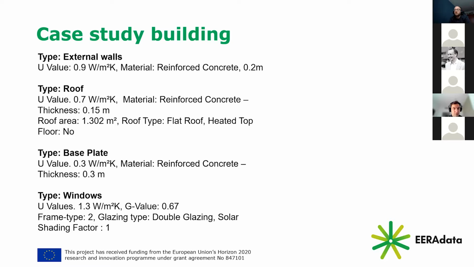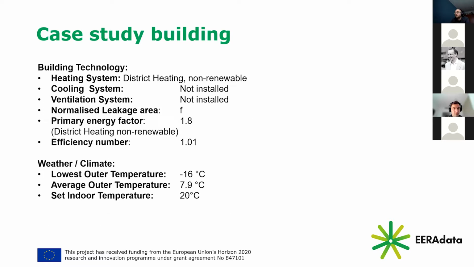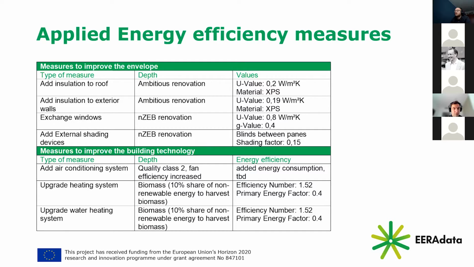I think the building is not a bad one. It's definitely not a badly performing building. We have a U value of 0.9 for the external walls. We have 0.7 for the roof, base plate 0.3, and windows 1.3. Then we also have information collected about the heating system, cooling system, leakage areas, lower outdoor temperature, average outdoor temperature. All this information was collected to calculate.